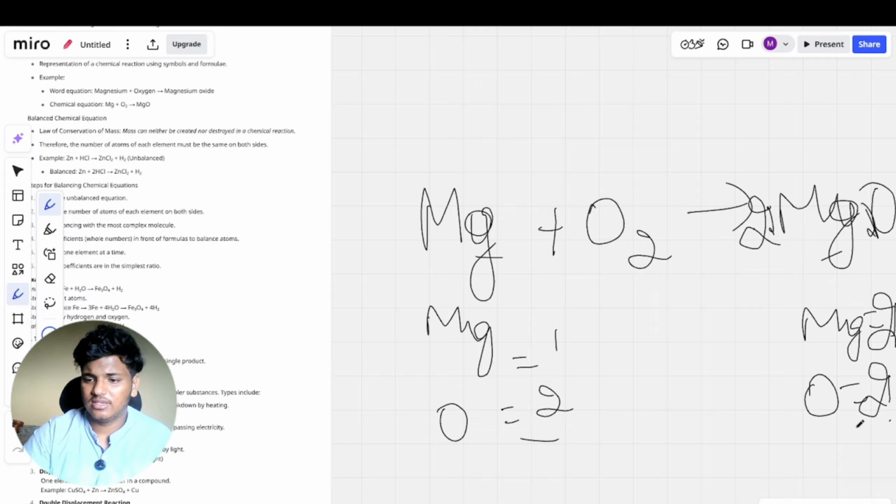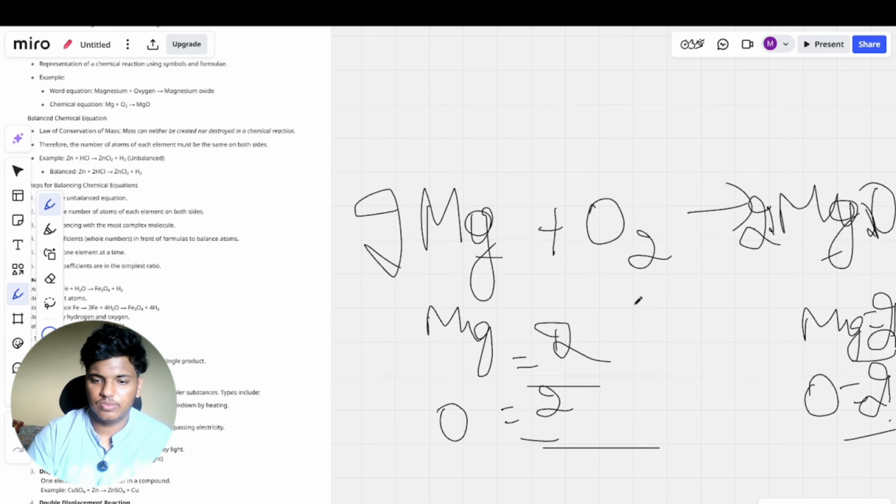As you can see here, O is 2 now, but Mg is 1 now. So I'll use a number so that Mg can become 2. So that is 2. 2 into 1, it will also become 2. That's how it is going to work. So that is balancing equation.